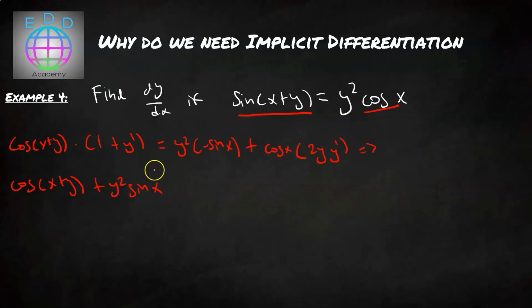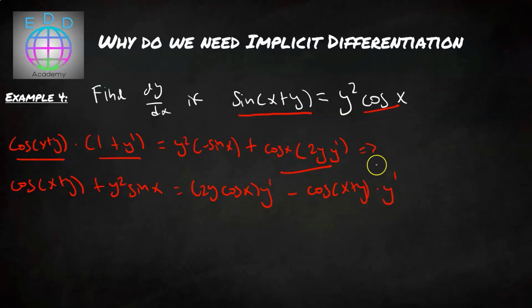And now that we've brought our y primes all to one side, the right side reads 2y cosine x y prime, as you can see from our terms here, and then minus cosine of x plus y times y prime. Note we just distributed this factor here.